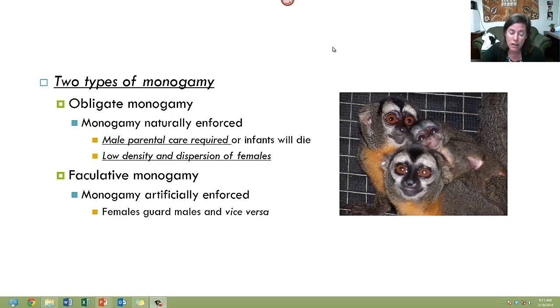We also have obligate monogamy resulting sometimes because of the low density and dispersion of females. If the females are dispersed in such a way that males can only guard one female at a time, obligate monogamy results. Facultative monogamy occurs when females are abundant in their distribution and/or the stringent requirements for male parental care are decreased. In these situations, males will not be monogamous and they become polygynous. So basically, monogamy is artificially enforced in these situations. The females guard the males and the males guard the females.